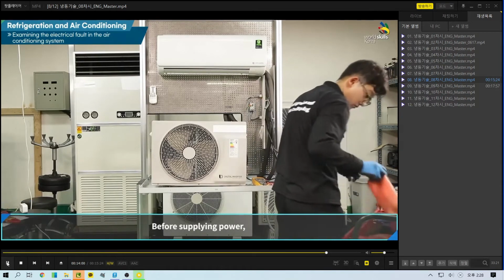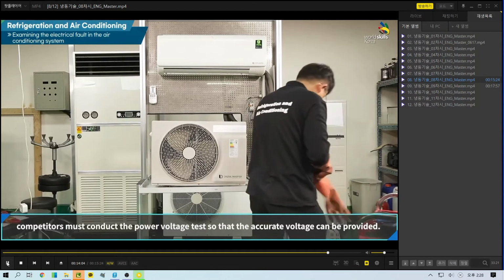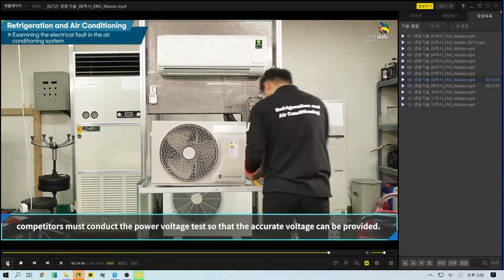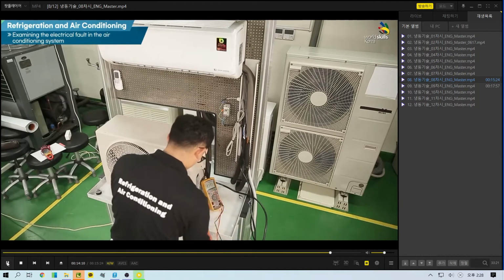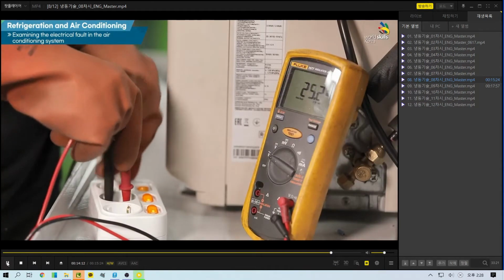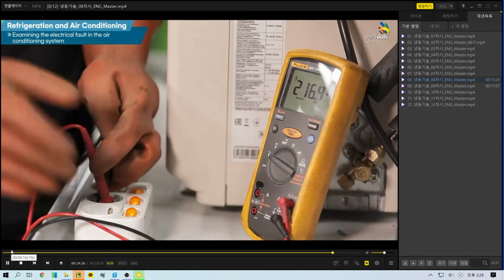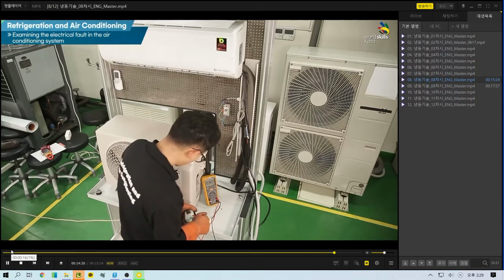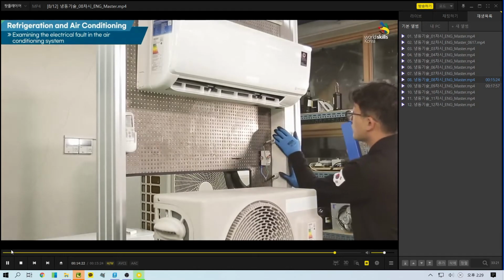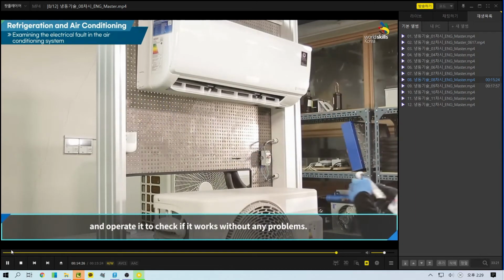Before supplying power, make sure to conduct the power voltage test so that the accurate voltage can be provided. Connect the power to the air conditioning unit and operate it to check if it works without any problems.